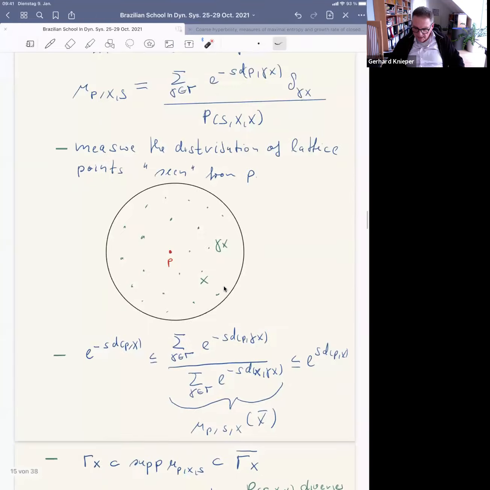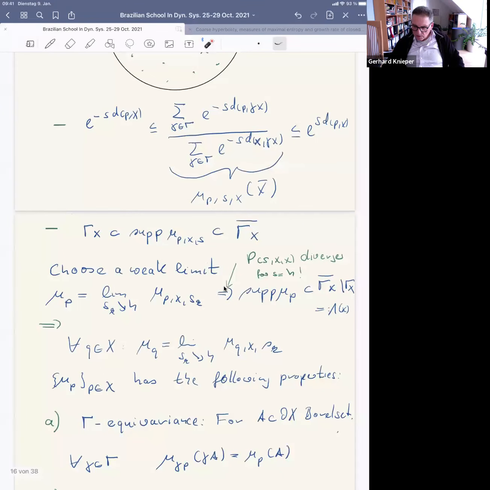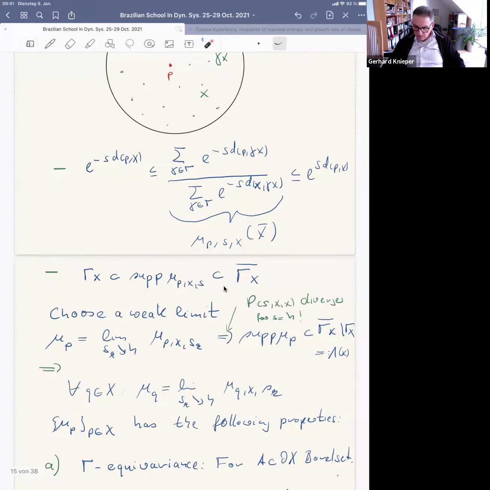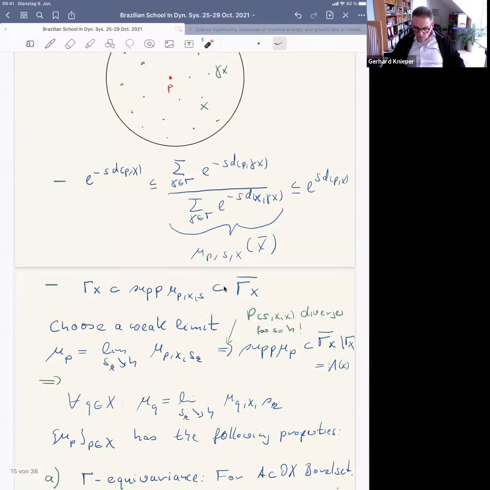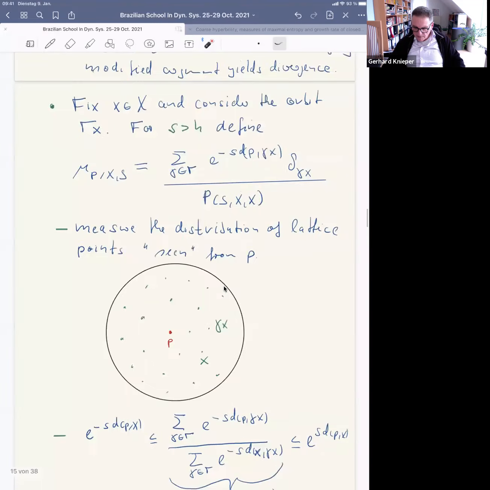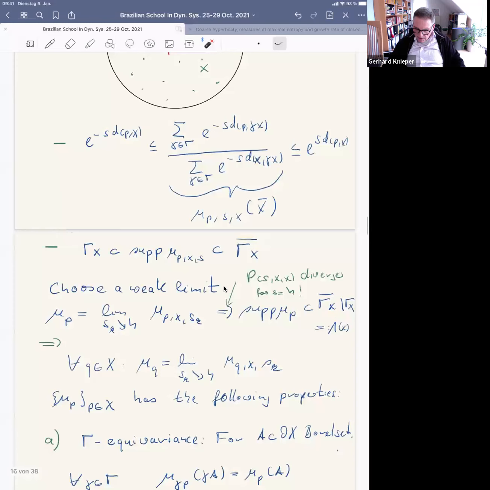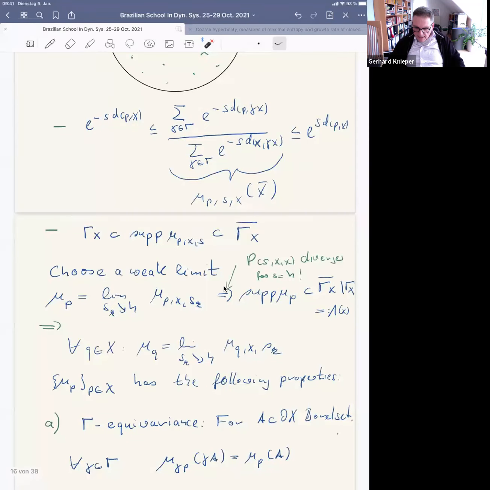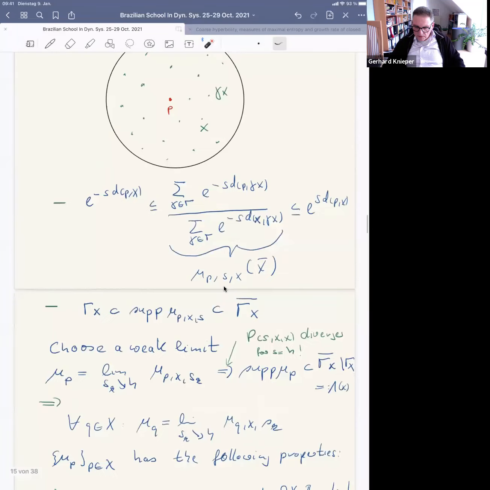In other words, what I want to say is that the support of the limit measure will not be on the orbit, only on the closure minus the orbit. So the support of the measure moves to infinity, so to speak. And this is usually called the limit set of this orbit. So it moves into the limit set of the orbit. Okay, now you can show that if you have such a weak limit for P, you also have the same weak limit for Q. So it doesn't matter which point you choose, you can choose the same weak limit.